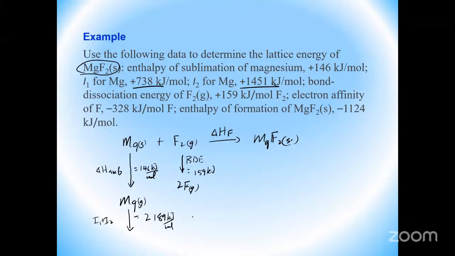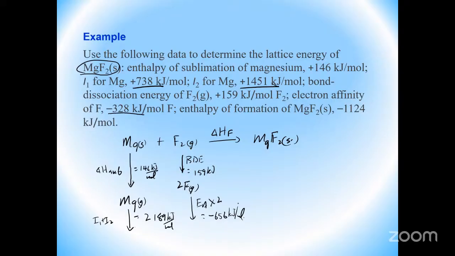Now, in the case of the fluorine, this will undergo a change where the electrons that are lost from the magnesium will be added to the fluorine. So that would be electron affinity. And 2 fluorine atoms will gain 2 electrons, so we have to multiply that value by 2. So the electron affinity is given as, right here, minus 328. So I'm going to multiply that by 2. And according to my calculation, this gives minus 656 kilojoules per mole, all right?